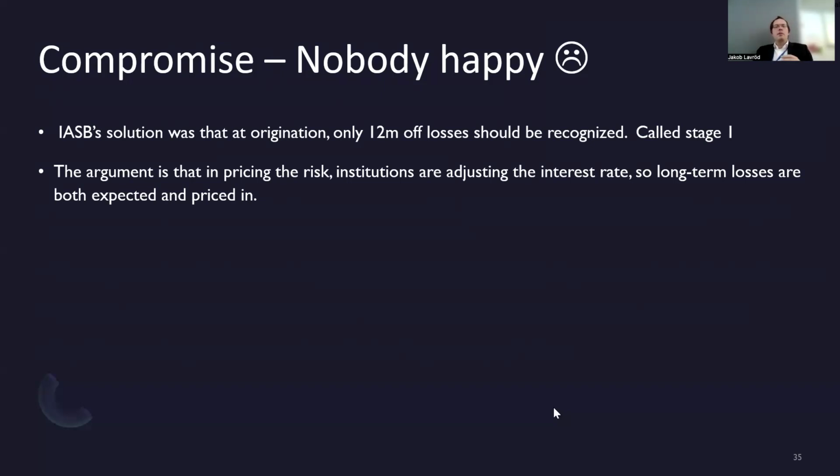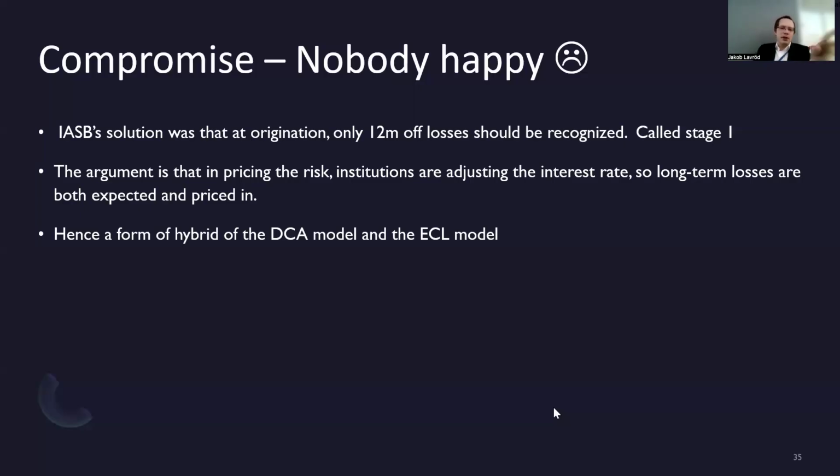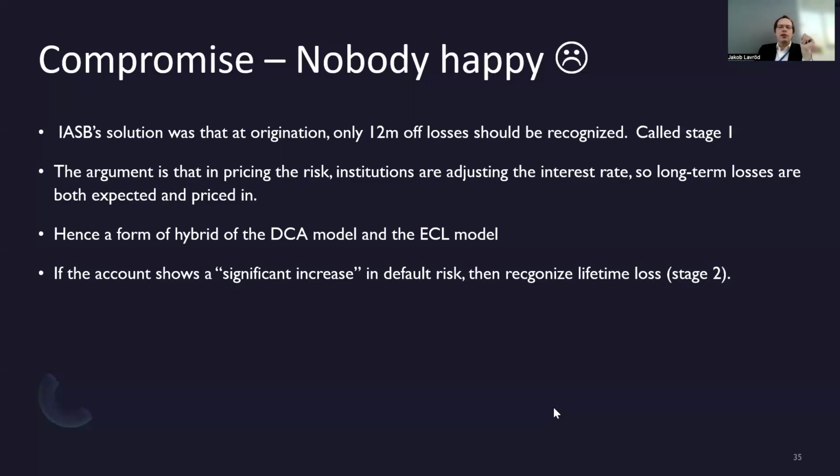And the idea is that when you originate a loan, you are protected by the fact that you can charge an interest commensurate to the risk of the customer. So risky customers get high interest rates, safe customers get low interest rates. So you have already protected yourself against the expected losses, and hence this is similar to the hybrid thinking that we saw in the credit adjusted model, and there's no real economic loss.